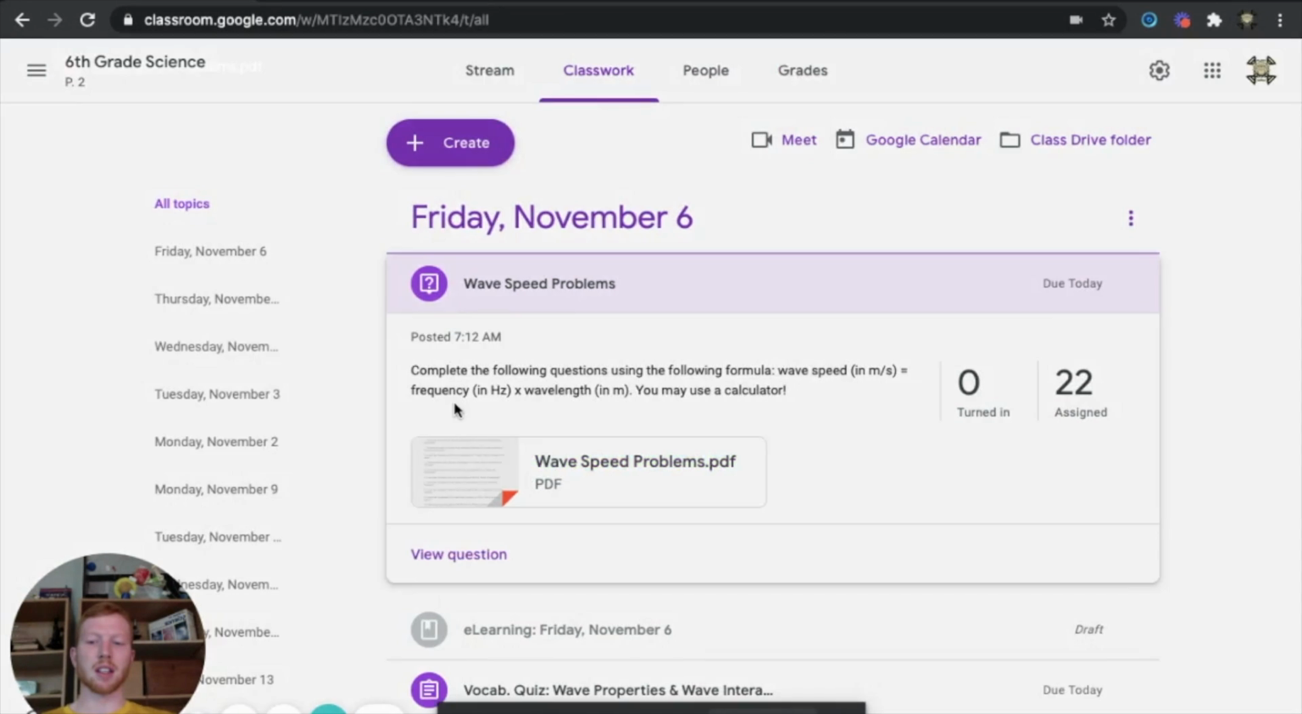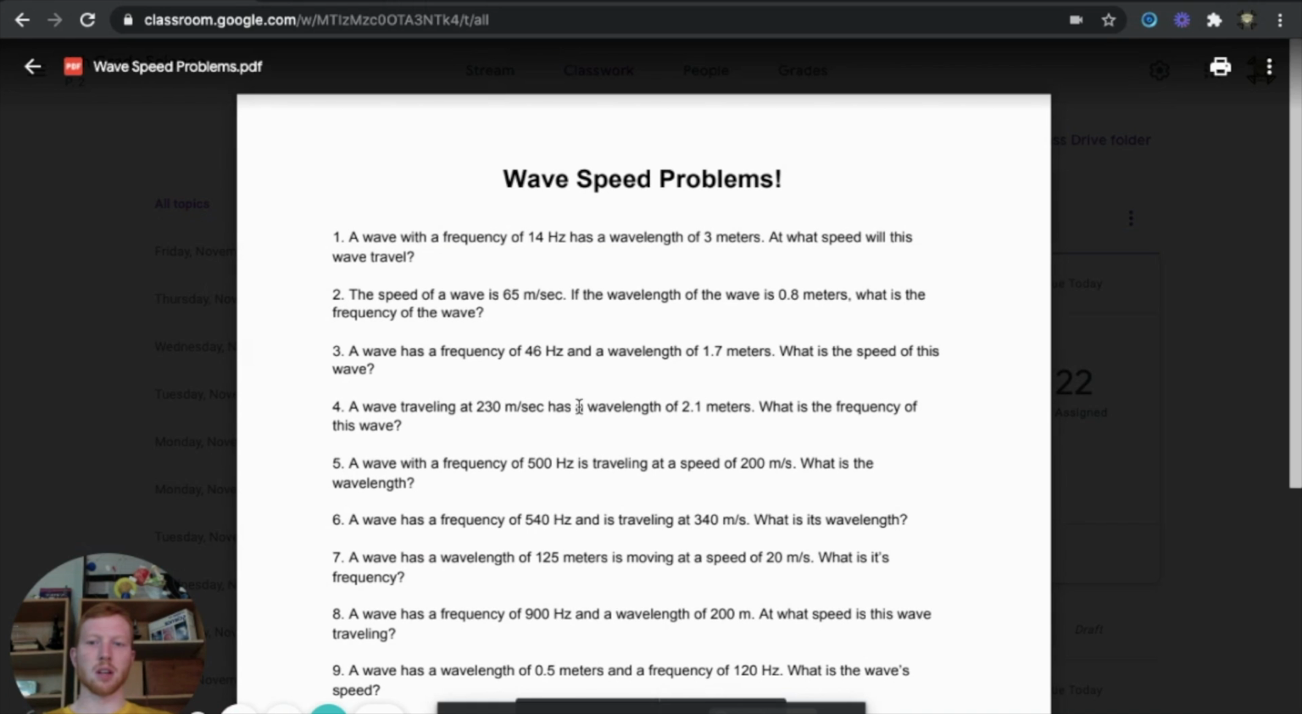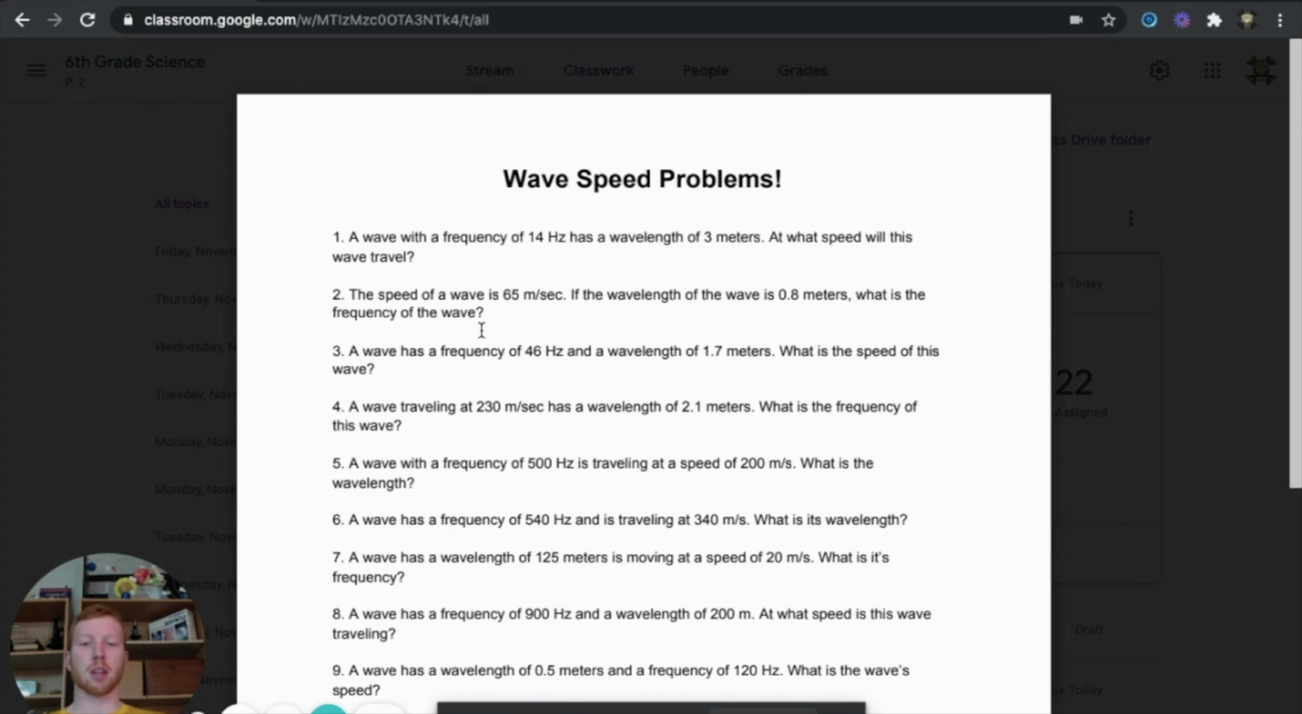Now let me go ahead and click on this so you see what you're actually going to be answering. So let's do number 1 together. So a wave with a frequency, which would be f in our formula, has a wavelength of 3 meters. At what speed will this wave travel? Well, it's asking you what the speed will be, so therefore I'm going to label my answer after I get it on my calculator, meters per second. I'm given hertz, which I know is frequency. I'm given meters, which I know is wavelength. Therefore, for this question, I would just do 14 times 3.